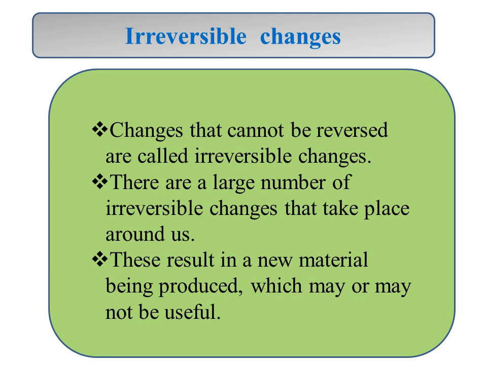Irreversible changes, changes that cannot be reversed, are called irreversible changes. A large number of irreversible changes take place around us, and these result in a new material being produced which may or may not be useful. So an irreversible change is a permanent change that cannot be undone. In an irreversible change, a new substance is formed. But in a reversible change, no new substance is formed.